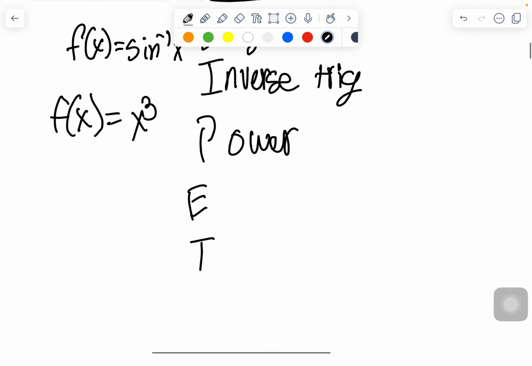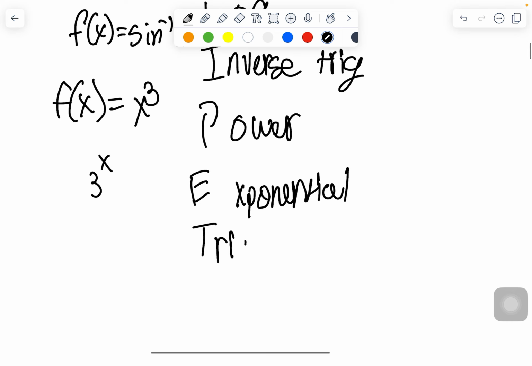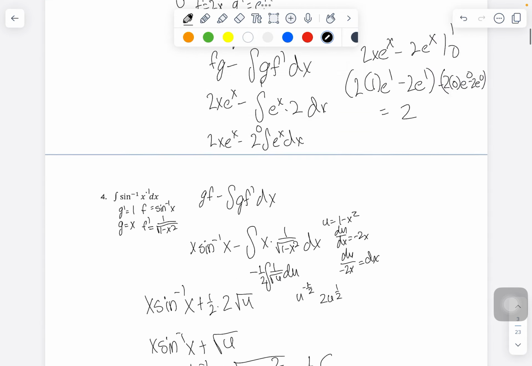Then an exponential function, so like 3 to the x. And then we just have trig, so sine x. But that is just integration by parts.